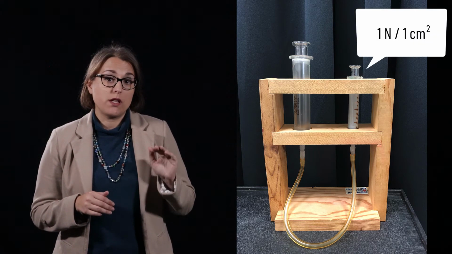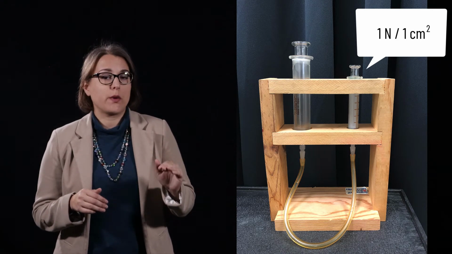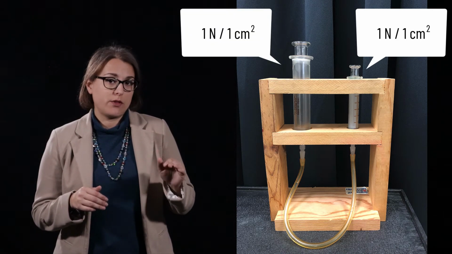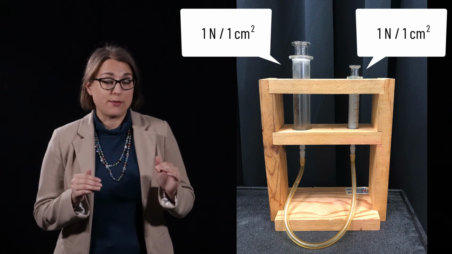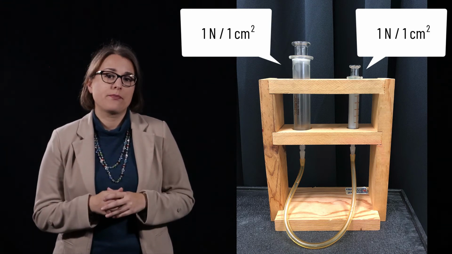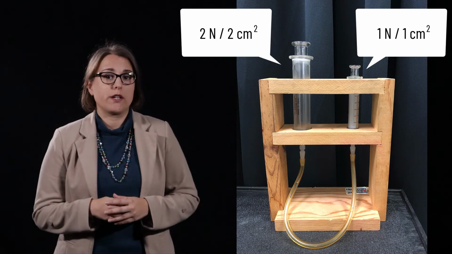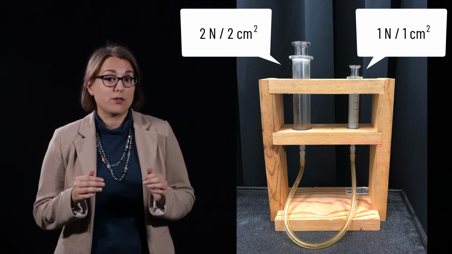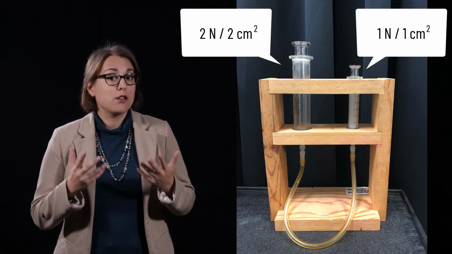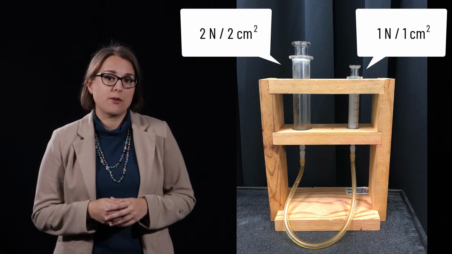If I exert 1 Newton of force over 1 square centimeter, then 1 Newton per square centimeter will be transmitted to the second piston. If that second piston has an area of 2 square centimeters, then it can now support a weight of 2 newtons, twice the force that I exerted.